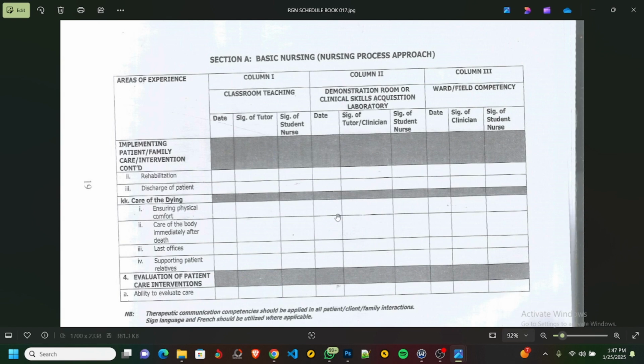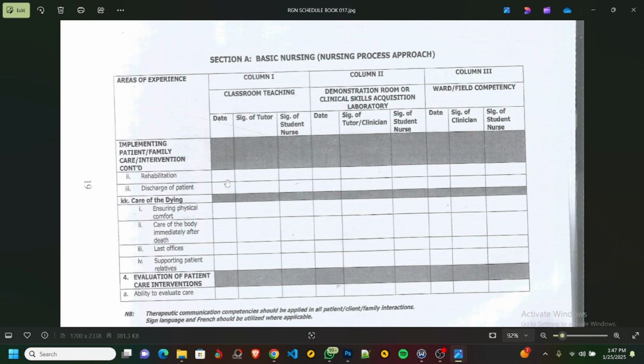Yes, now this is the next session that we need to see, and this is the page where basic nursing ends. So from that particular page that we have looked at to this particular page, you would have a whole lot of things that you are supposed to go through as a student. And if you look at it, we have last offices, we have supporting patients and relatives, you have ability to evaluate care, you have ensuring physical comfort. All these things, you realize we do them in the ward.